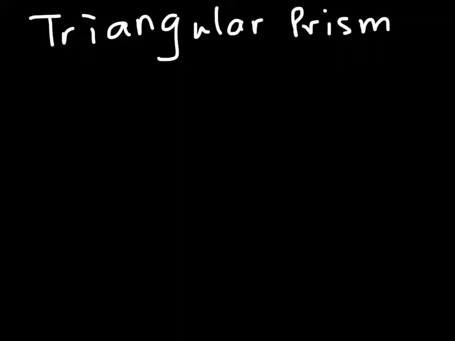Okay, now let's look at a triangular prism. So for a triangular prism, I'm going to use the same formula. I'm going to use volume equals the area of the base times the height. This one's a little bit tricky if we change that B, but what that B is representing, remember, is the area of our base.